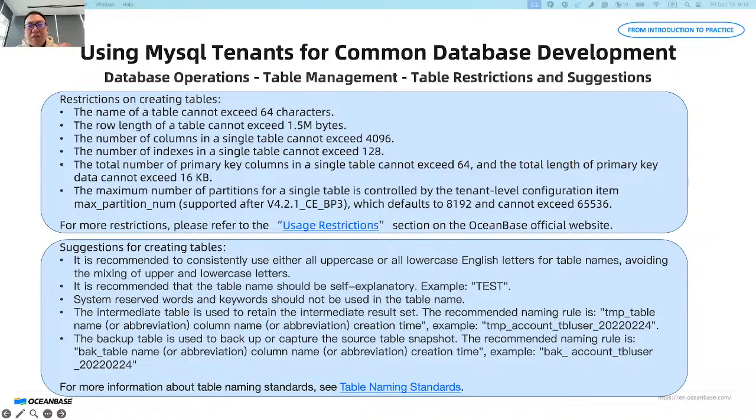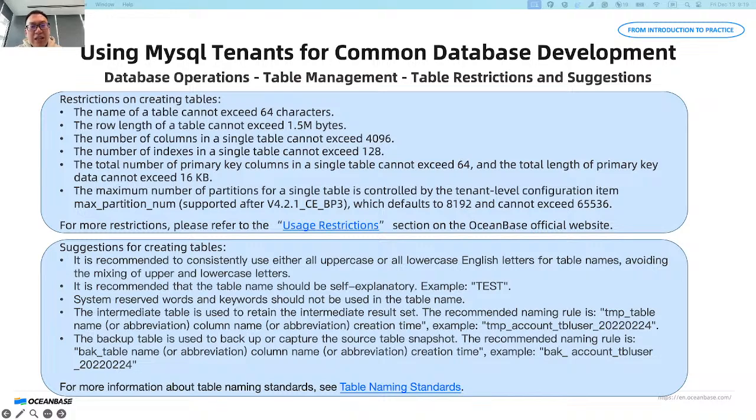And the number of indexes in a single table cannot exceed 128. The total number of primary key columns in a single table cannot exceed 64, and the total length of the primary key data cannot exceed 16 KB. The last restriction is that the max number of partitions for a single table is controlled by the tenant level configuration item max_partition_num.